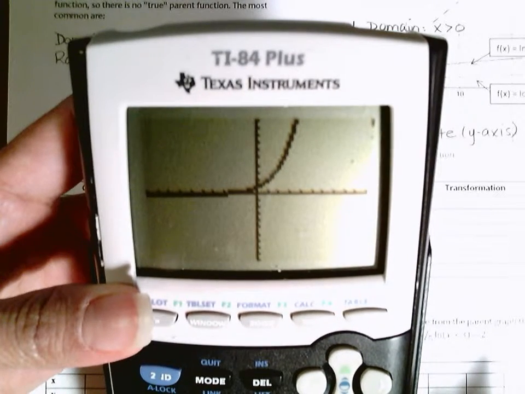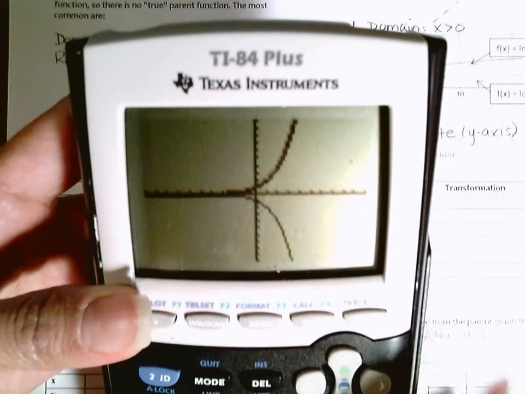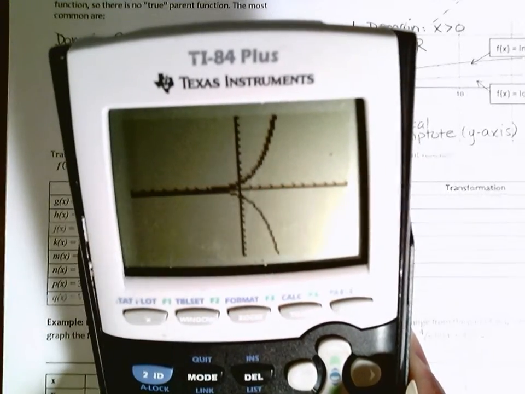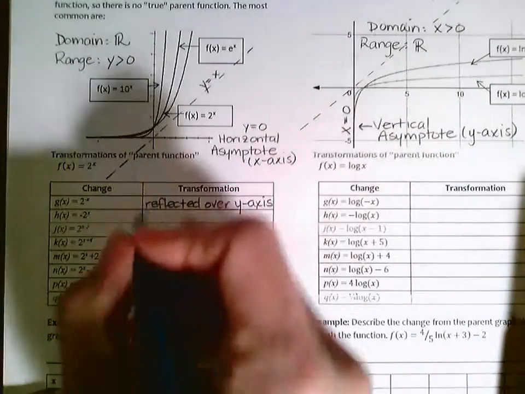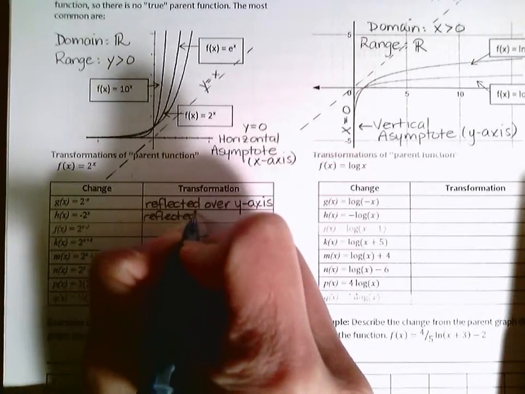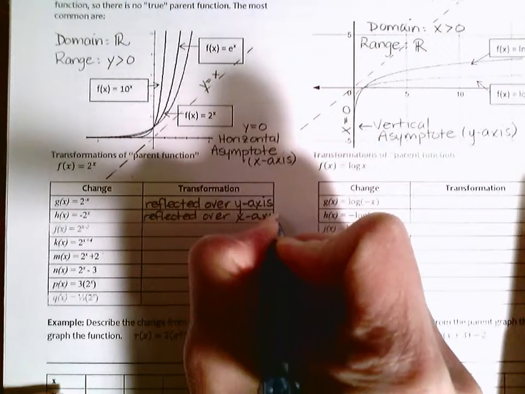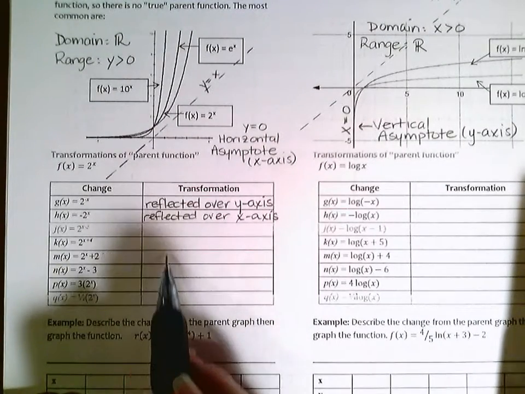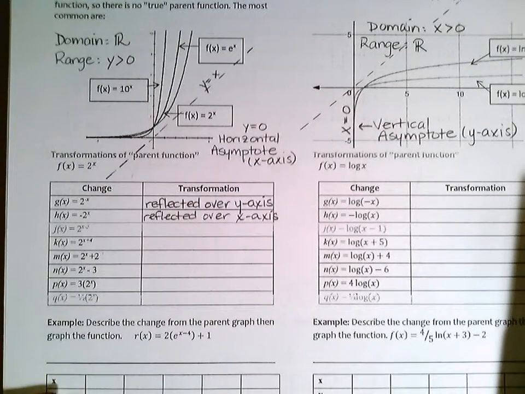And the next one, the transformed one, well, look what it did. So now it went from up here and it flipped downwards that way. So it flipped over this x-axis. So let's write that over here. Reflected over the x-axis. So I want you to pause the video and I want you to do what we did over here and fill out the rest of these spaces and then unpause to check your work.